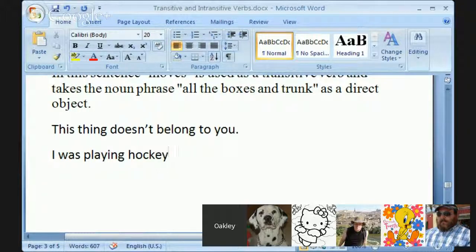Okay. Hockey or hooky? Hockey. Either way, it still answers the question what. It's still a noun, and it's still an object noun.